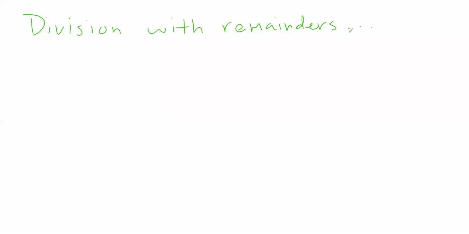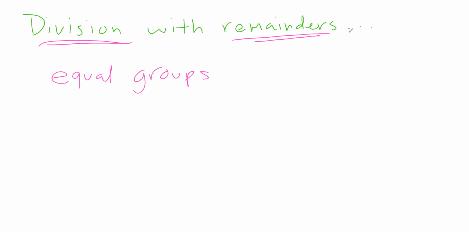Everyone, welcome back. Today we're going to continue thinking about this concept of division, but we're going to be talking about it with this concept of remainders. We've known this whole time as we work that division is really all about equal groups, but what happens when those groups aren't equal? Like what happens if it does not work?